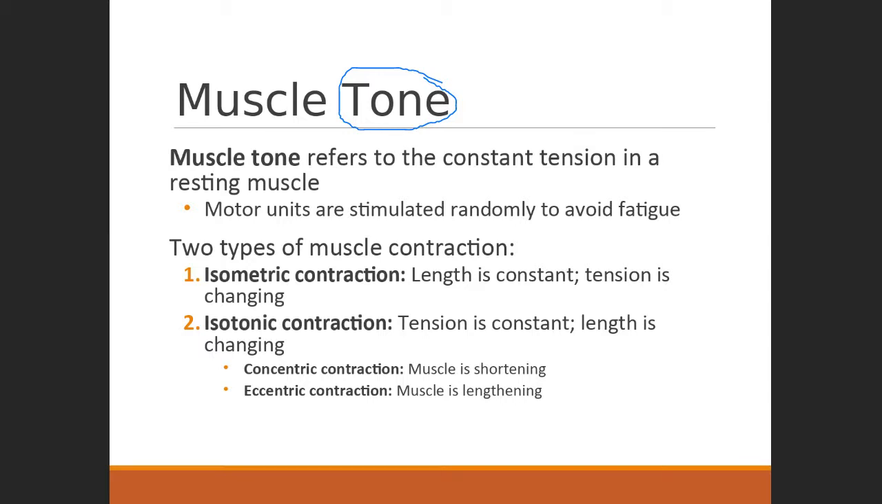Every muscle has a resting muscle tone. Even if a muscle is relaxed, there's a little bit of neurological innervation going through that muscle to keep it at a certain heightened ability so that if we want to get a contraction, it's at the ready and ready to go.